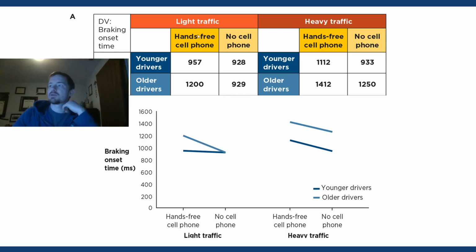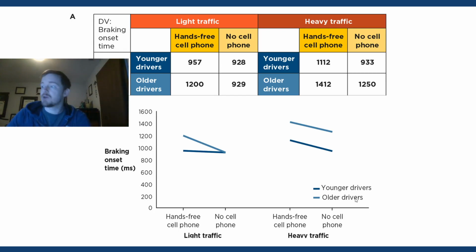Here, basically, we have light traffic and heavy traffic, and within light traffic, we're going to have hands-free and cell phone and young drivers. So very similar to what we saw at the very beginning of this video. Now we just have two of them, one for light traffic and one for heavy traffic. So if I were to ask you on an exam, is this an interaction or is it a main effect? You would say there is a main effect for heavy traffic. There's an interaction for light traffic, right?